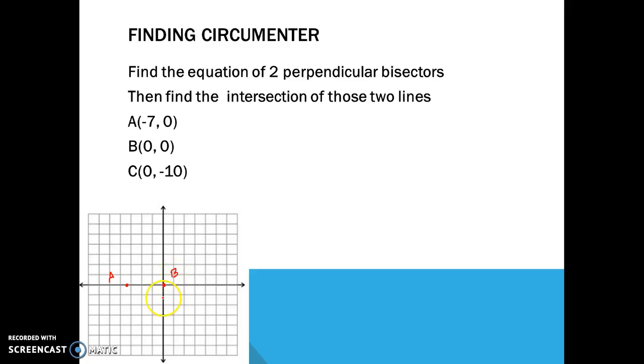And C is (0, -10). So 2, 4, 6, 8, 10. So this is point C right here. You know it's a triangle, so you can connect your dots and actually sketch the triangle.